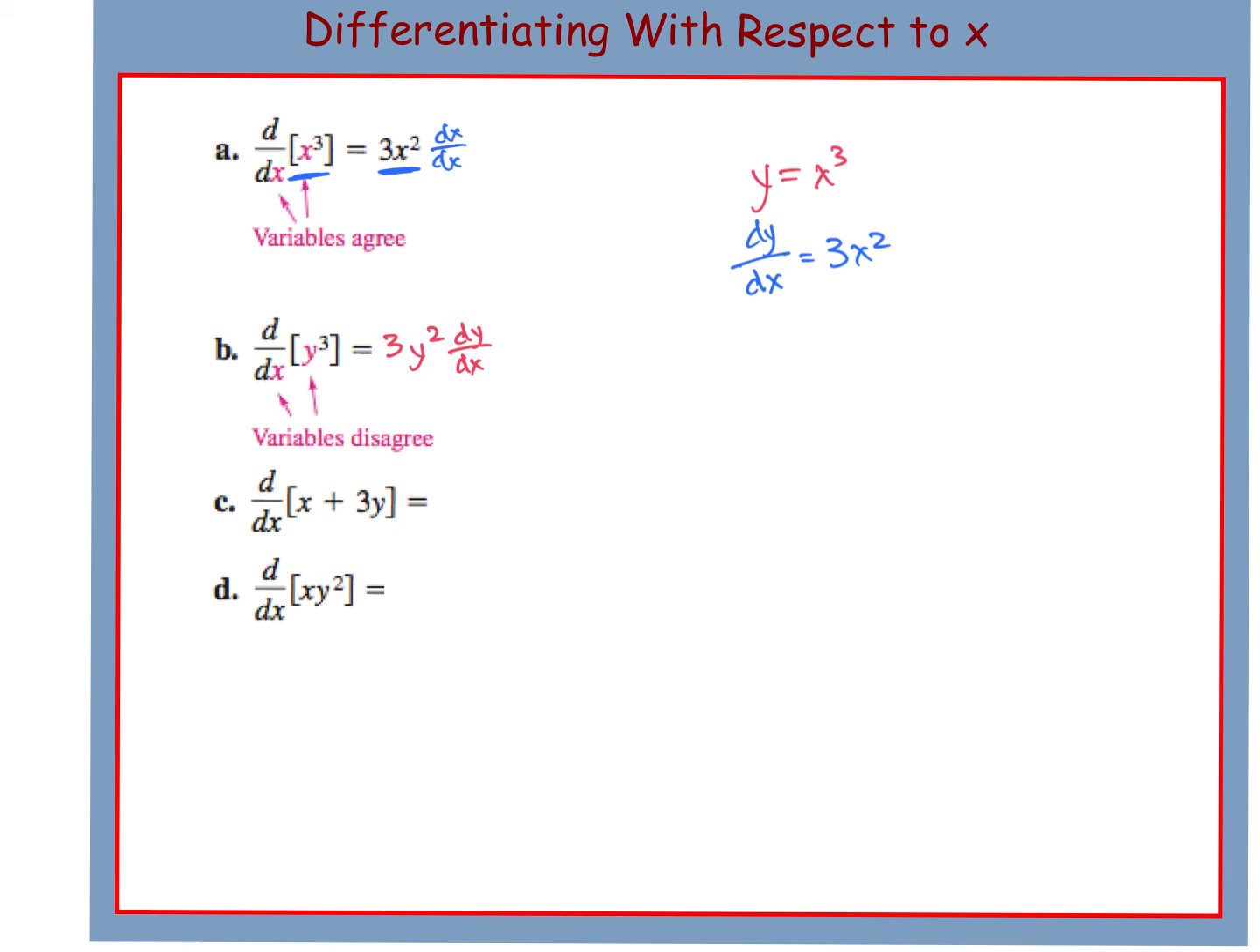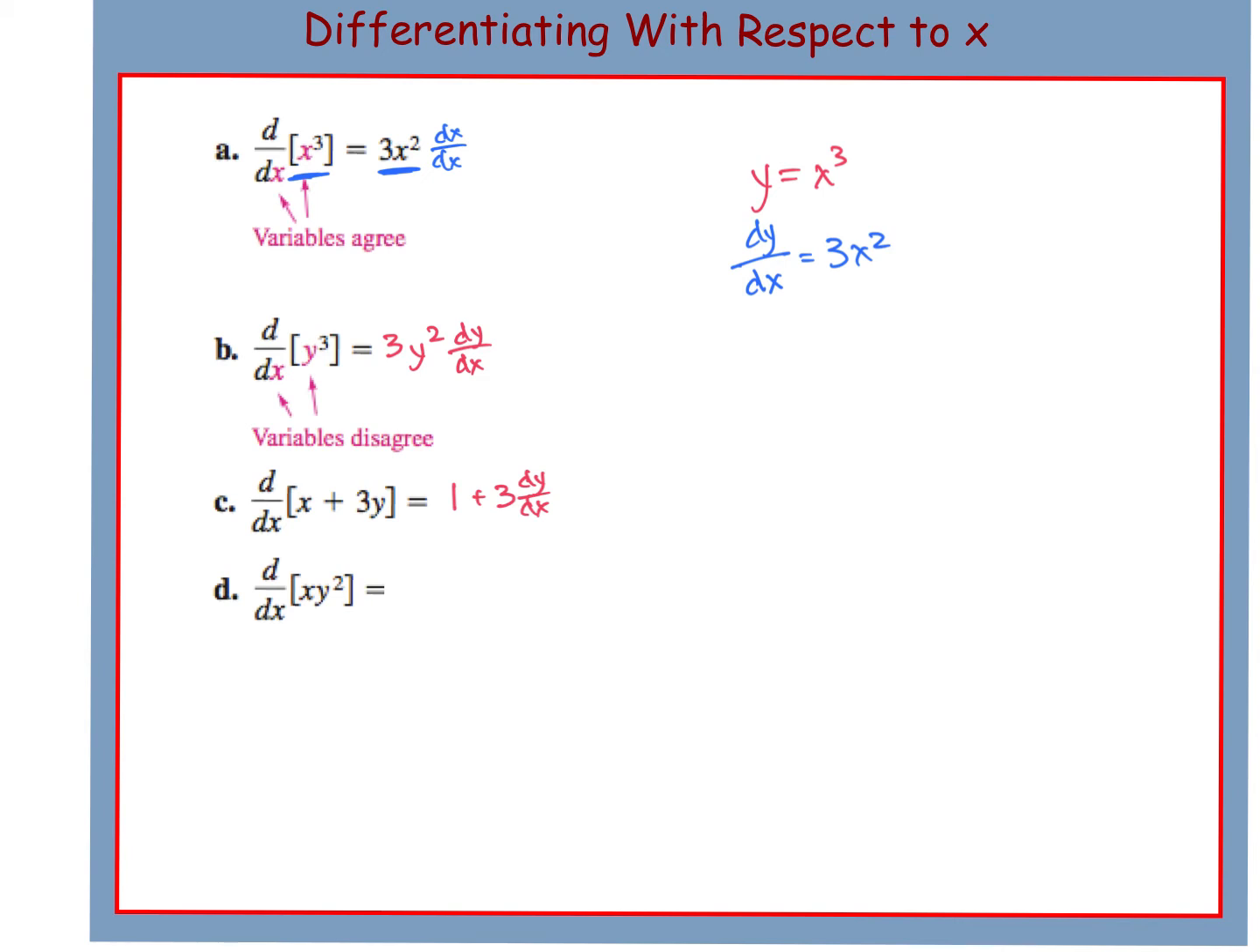So now I'm going to take a derivative of x plus 3y with respect to x. So, what's the derivative of x? 1. Plus, what's the derivative of 3y? 3 what? dy dx. Because my variables don't match. I'm taking a derivative of y with respect to x, so a dy dx pops out. All right, let's look at part D.